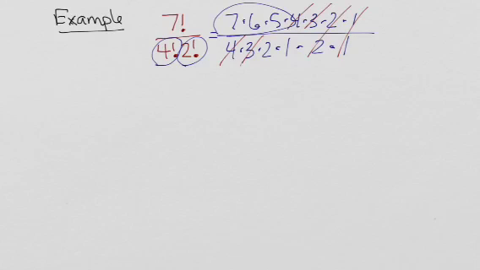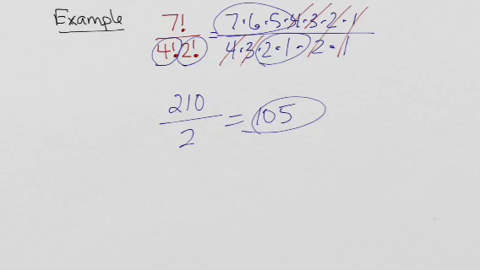In the numerator, I got 7 times 6 times 5. And of course, calculator's your buddy on these. I don't expect you to know that. It makes 210. Then the denominator, there's still a 2 times 1. And then reduce. 210 divided by 2 makes 105.